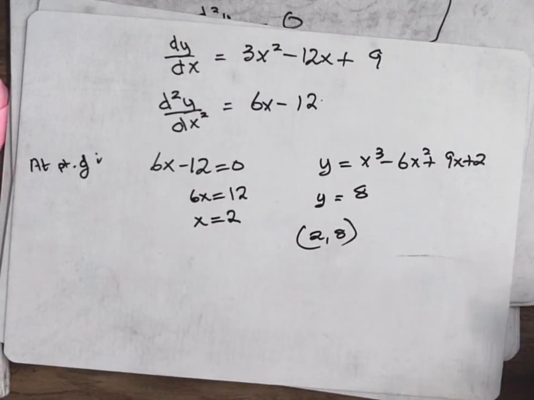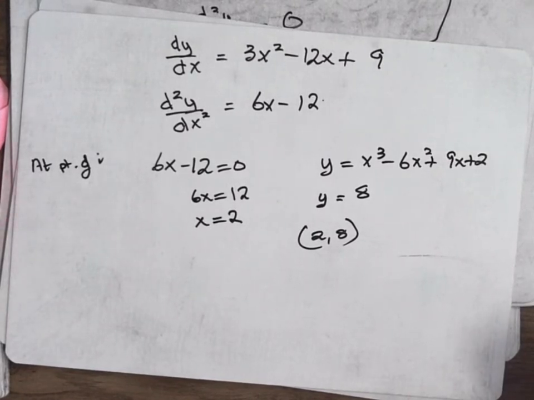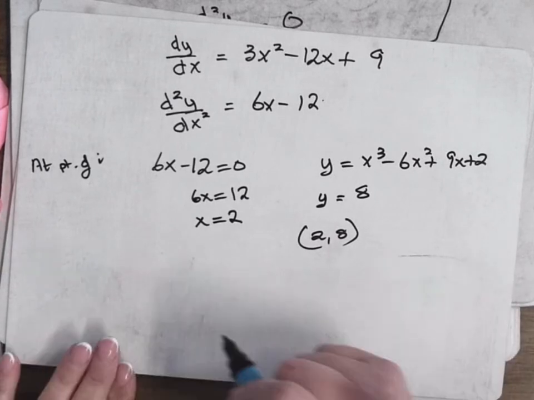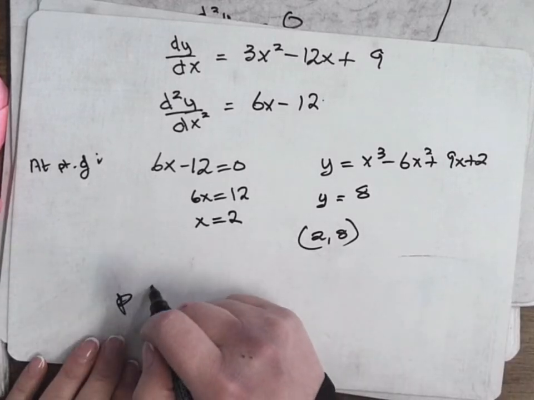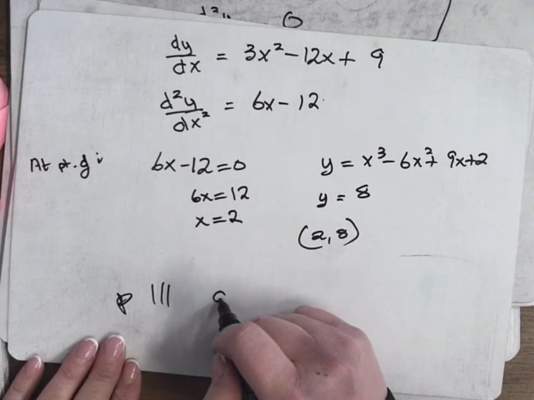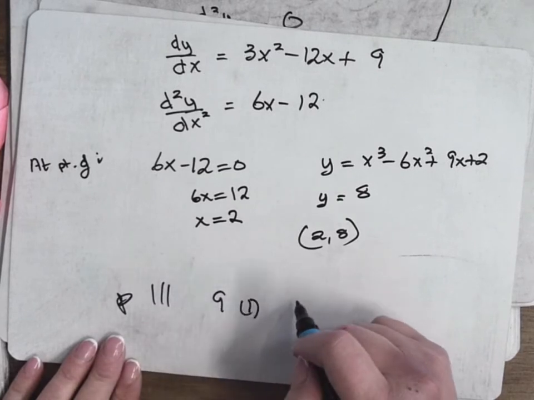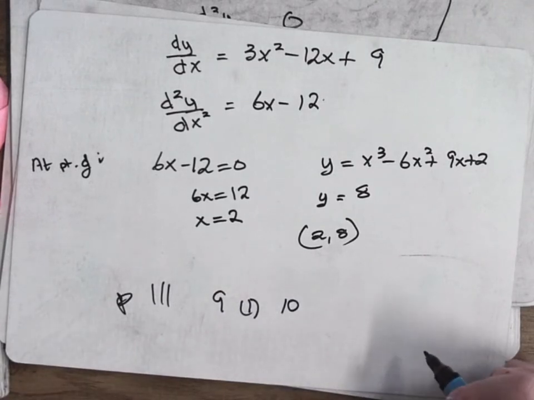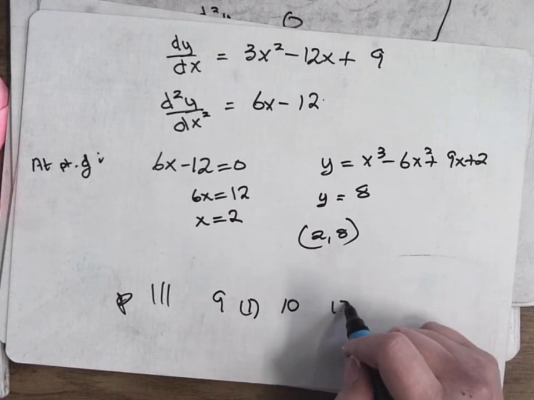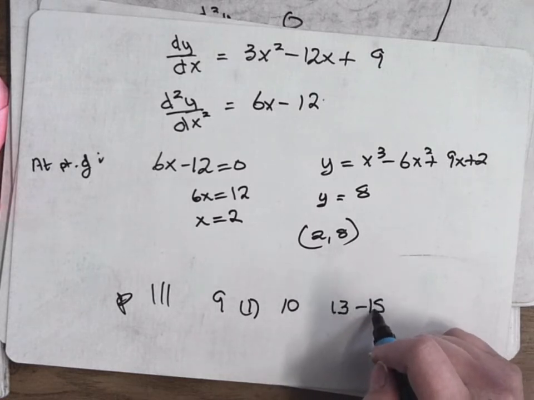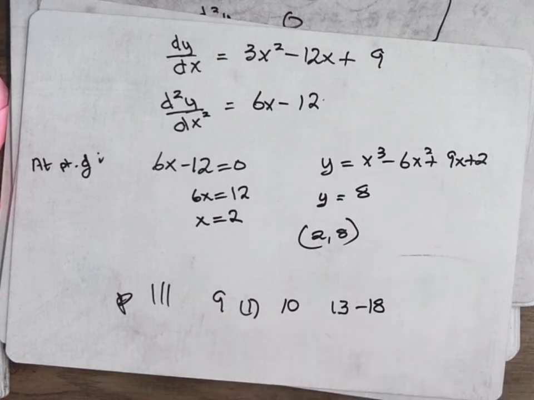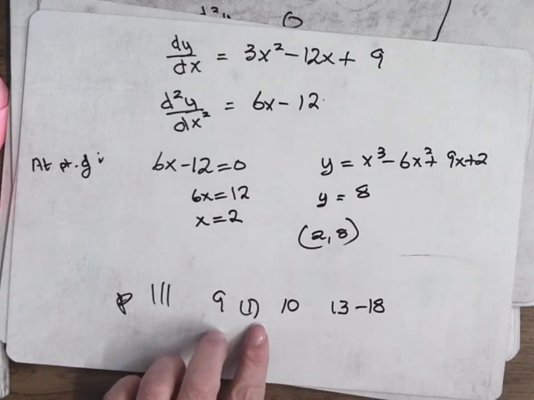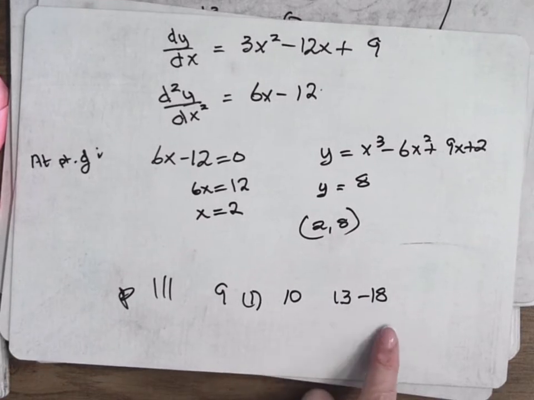Right, okay, I'm not going to get any more done today now. I was going to do the next section, but I think I might leave it. So we're going to do page 111. Let's do 9 part 1. Let's do 10 because I presume you didn't do it, and then let's do a load of hard questions. Let's do 13 to 18. And before you start, I'm going to talk about number 10 for a minute.